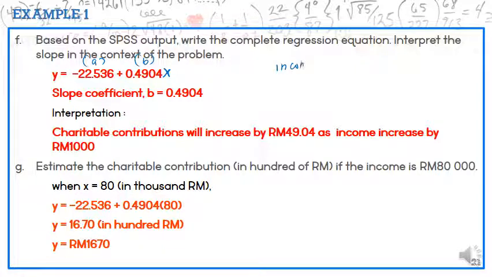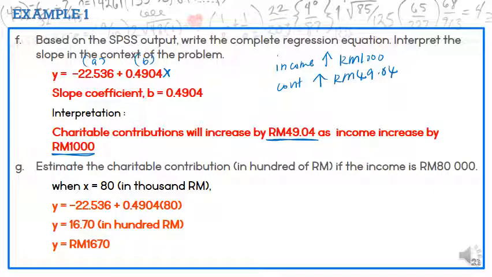As income increase RM1,000, contribution increase RM4904. But you boleh terbalikkan juga. Tak ada masalah. Dalam contoh ini, charitable contributions will increase by RM49.04 as income increase by RM1,000. Kenapa satu unit bersamaan dengan 1,000? Because dalam soalan dia bagi tahu income in 1000, charitable contribution in 100 RM.